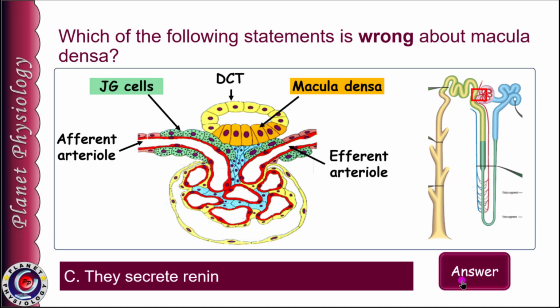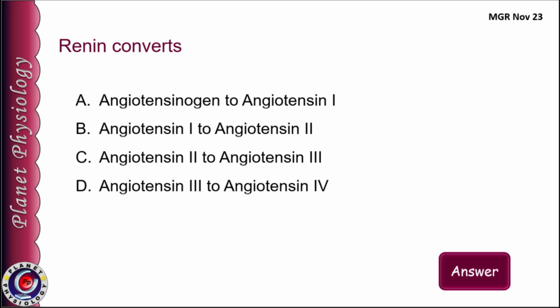Thus, the correct answer for this question is option C, because renin is secreted by JG cells and not by macula densa. Next question. Renin converts A. Angiotensinogen to angiotensin 1, B. Angiotensin 1 to angiotensin 2, C. Angiotensin 2 to angiotensin 3, and D. Angiotensin 3 to angiotensin 4.